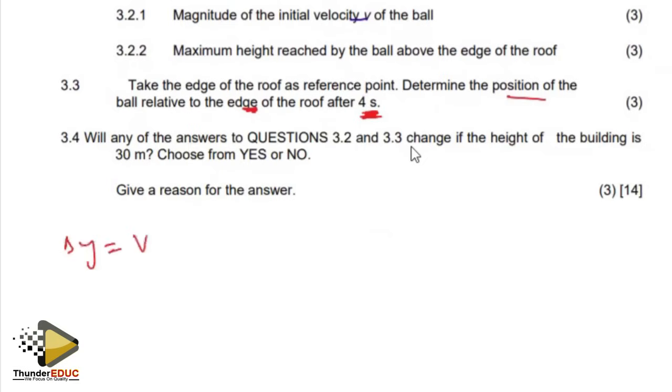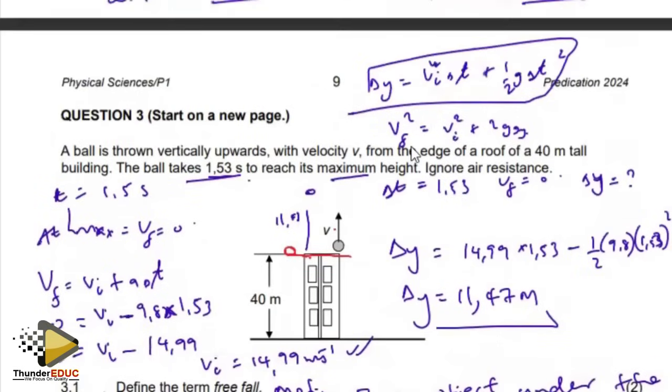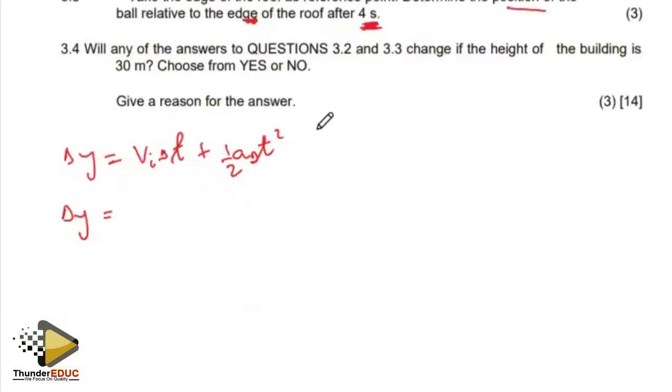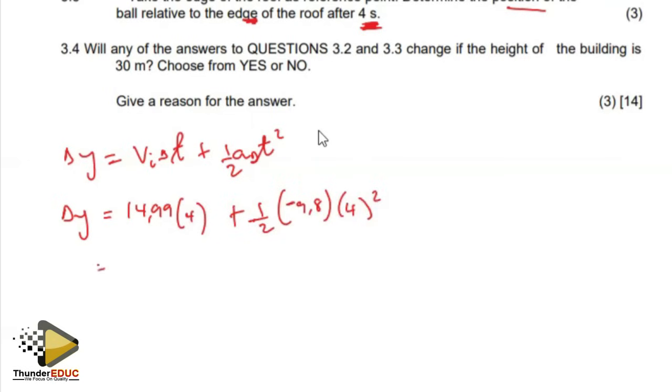So delta y is equal to V initial times delta t plus a half a delta t squared. Let me just correct this, guys. It's supposed to be a, because a is the formula. We don't have g in the formula. So let's write the formula down. You get that mark. And then in the substitution, you replace a with g. So V initial, we said it's 14.99. Now we're looking at 4 seconds plus a half times negative 9.8 times 4 squared. If I punch that into my calculator, 14.99 times 4 plus 0.5 multiplied by negative 9.8 multiplied by 4 squared, that gives us negative 18.44.